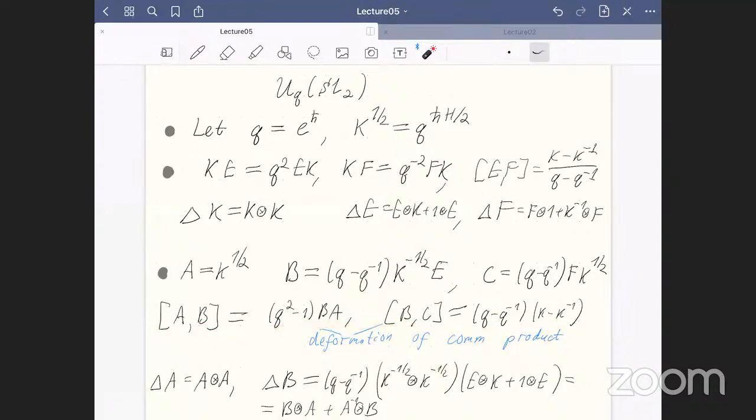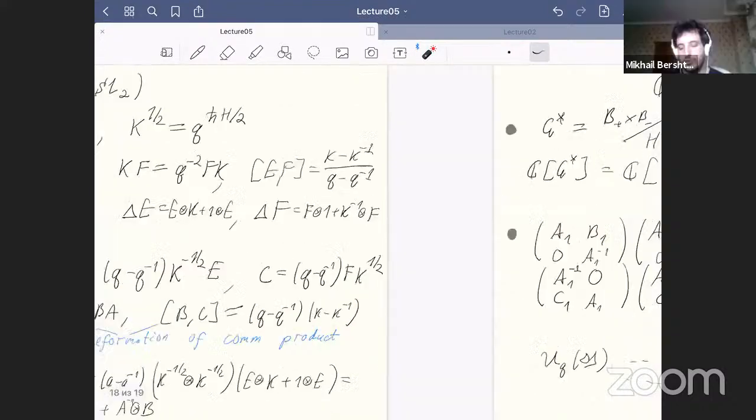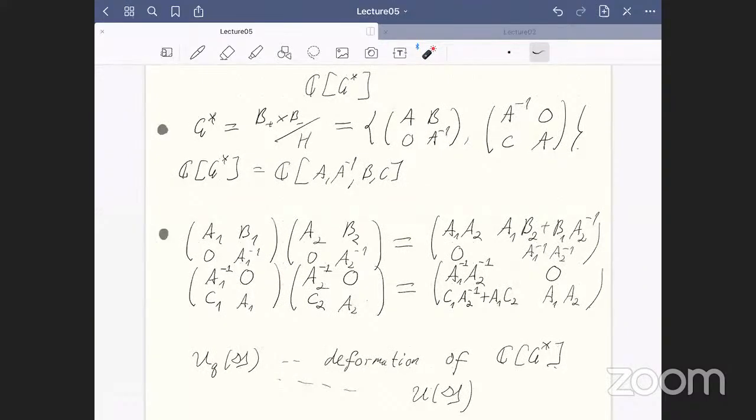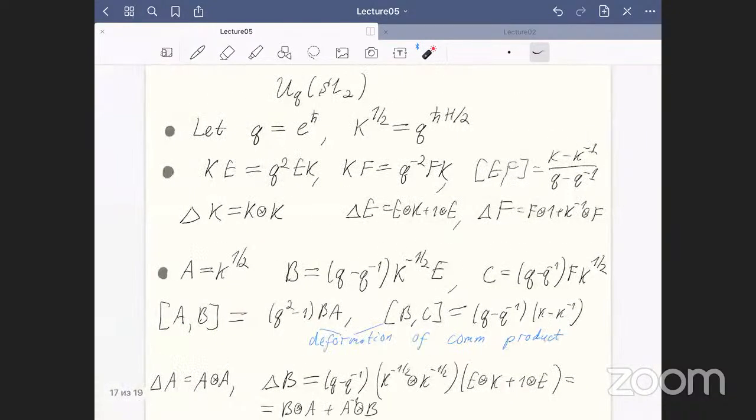Okay, so this is a deformed matrix algebra here, yes? What do you mean by matrix algebra? I mean C of G star. C of G star is the algebra of functions. Oh, okay, it's a commutative algebra. It's not a matrix algebra; it is a commutative algebra, the algebra of functions on matrices. Yes, on some matrices. And on the left side, you have the deformed product in this algebra. Yes, so the relations of the deformed product are here.